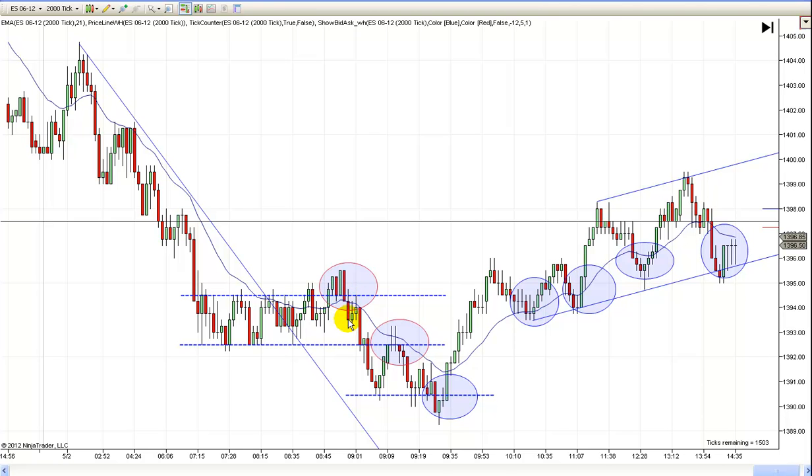We got a trap, and it still took it a minute to work its way on down, but as long as you kept your stop above the signal bar, which was right here, then everything was good, and you could have ridden this down and even had some runners that were worth several points here.